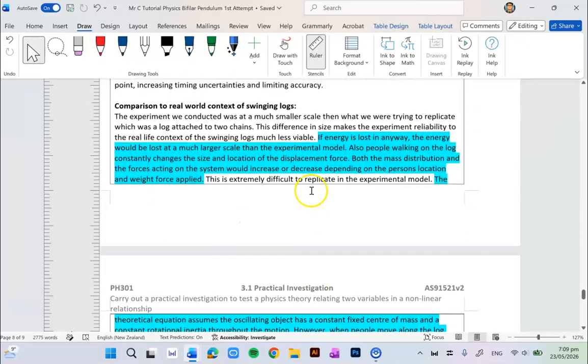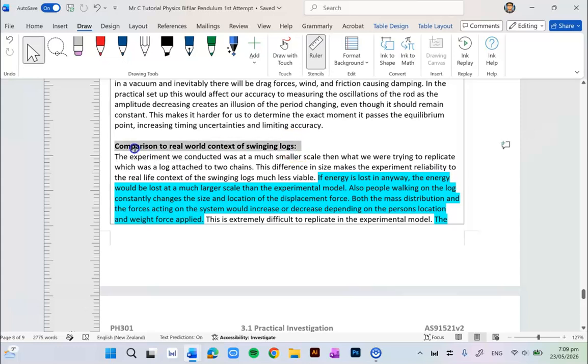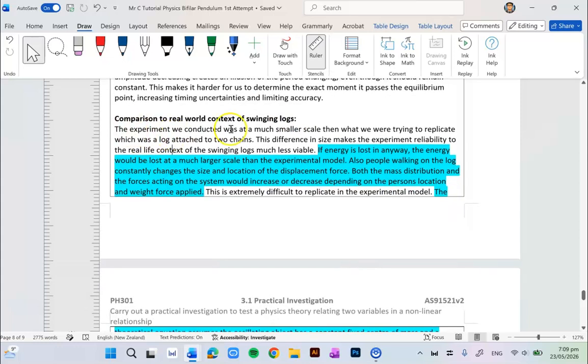This is probably the most difficult section. The first thing I did was link it to the real world context, right? So talking about the scale of it, obviously a ruler with 2 strings compared to an entire log with 2 chains, it's massively different in size, right? So obviously that makes it less reliable.